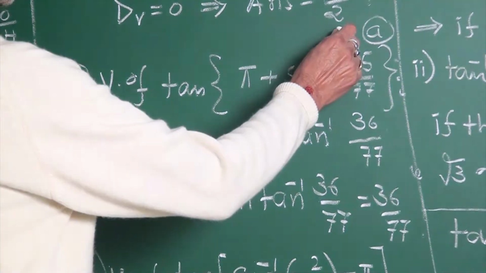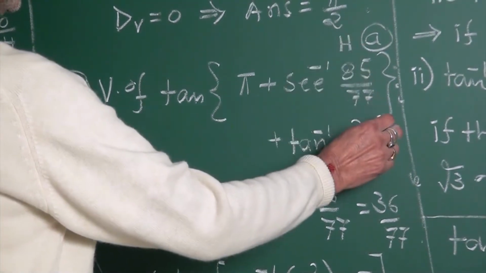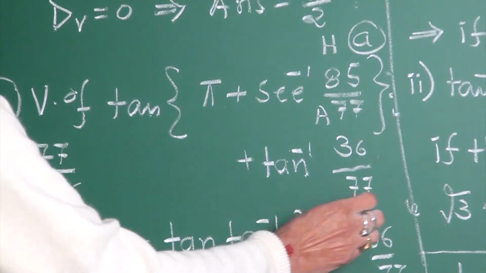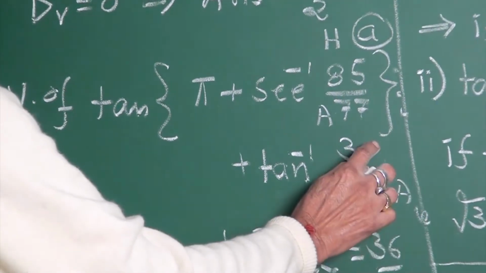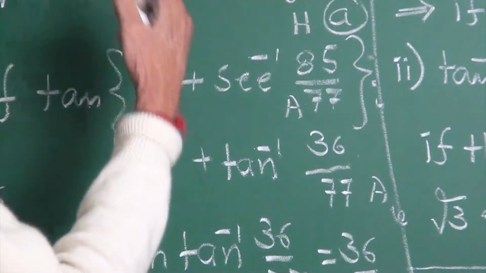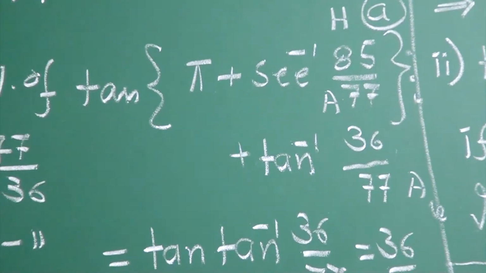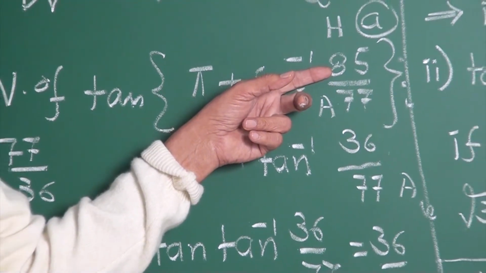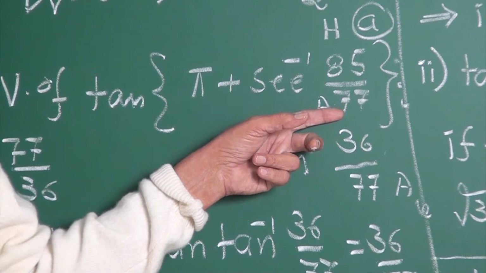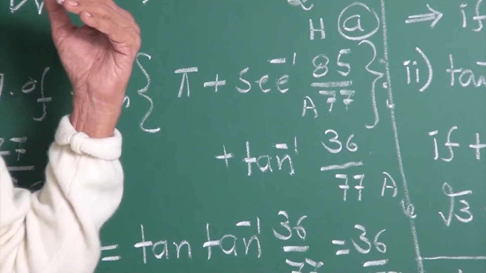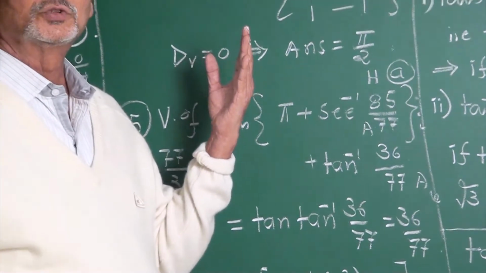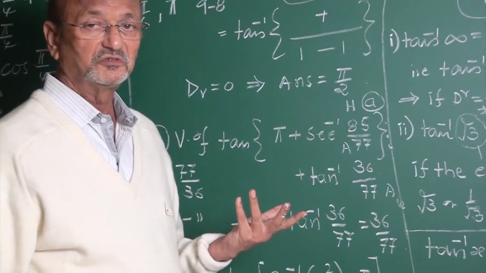What is this, my friend? Hypotenuse. This is adjacent side. What about tan inverse? Down is adjacent side. This is opposite. It takes longer time. 85 whole square minus 77 whole square, you get a number. Then you have to take the square root. You must know it is a square of 36. That you do not know.